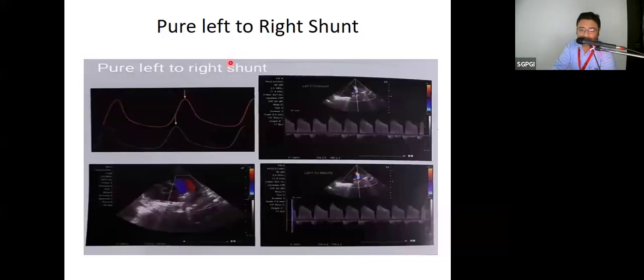So this is the pure left to right shunt, where this red thing shows the pressure in the aorta, and this one is the pressure in the pulmonary artery. When the aortic pressure is more than the pulmonary artery, the shunting will be from left to right. As you can see, this topmost thing is the left to right component, and this down one, it is pure, so not much contribution from the negative. Above this baseline is positive, below this baseline is negative. If the graph shows this diagram, this will be mostly left to right shunt, as you can see here also.